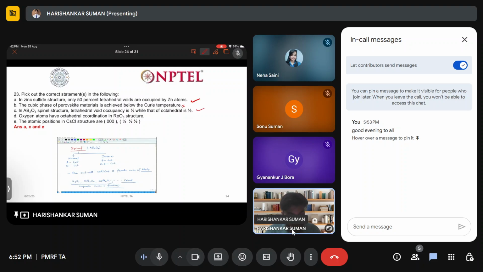This will be correct. Oxygen atom has a coordination number in ReO3. And the atom positions in the CH series. This is also correct. So A, C, and D, sorry, C and E are the correct statements.